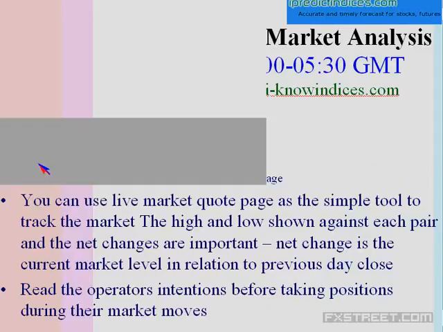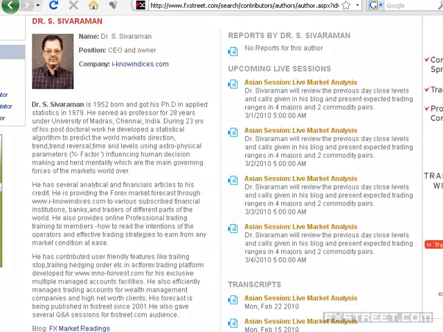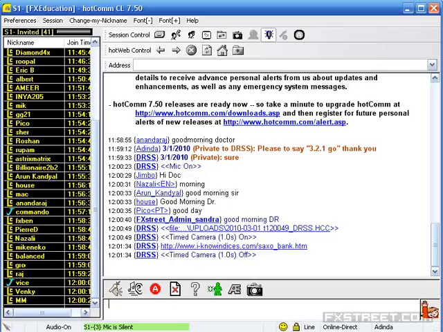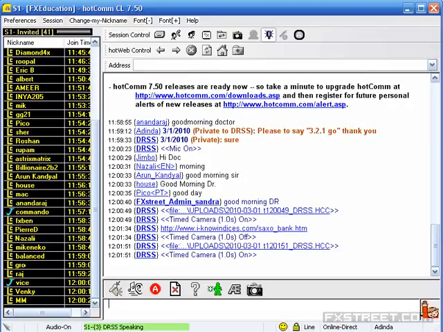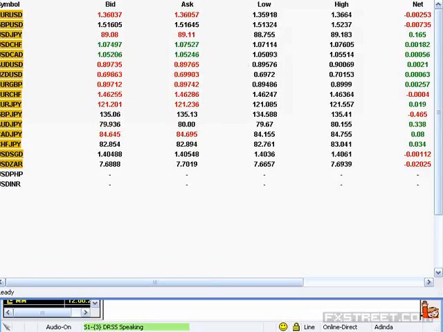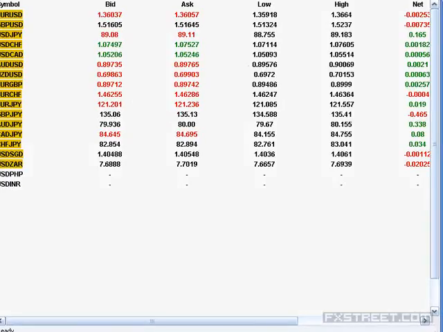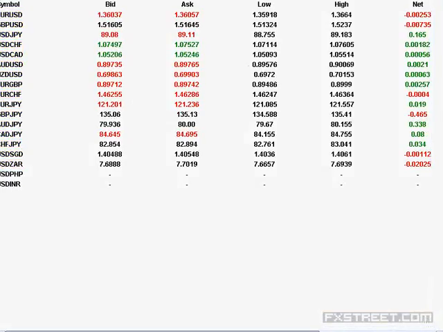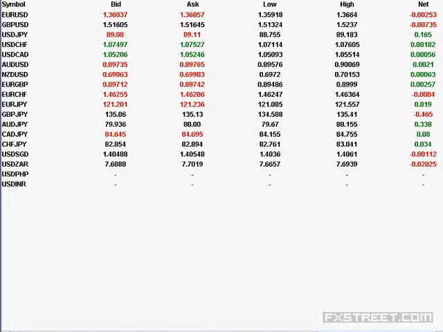Let me give the link for the live market code page. You can use it to see the live market code, currently where exactly the market is. I'll fix the camera over that of the live market code page and explain to you what had happened during this particular session.